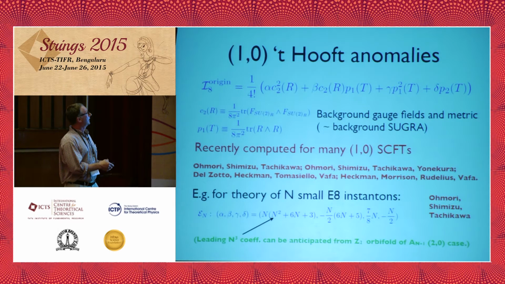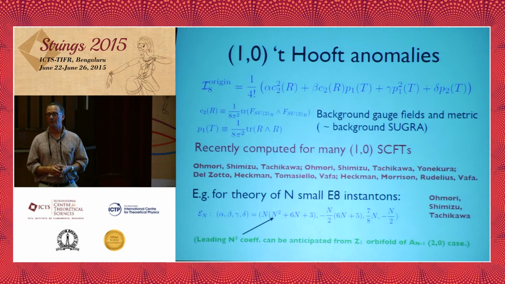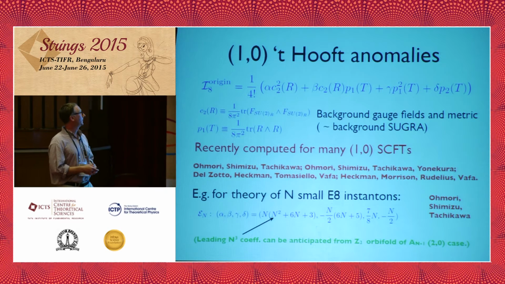So if we look at the 't Hooft anomalies, this also appeared in Jonathan's talk. So the 't Hooft anomalies for the theory at the origin have some pieces that involve the R symmetry, the characteristic class for the background R symmetry gauge field. This is for the background metric. And again, this is for the background metric. So these are the pieces that involve the R symmetry and the metric, which is what we expect to be related by supersymmetry to the conformal anomaly A.